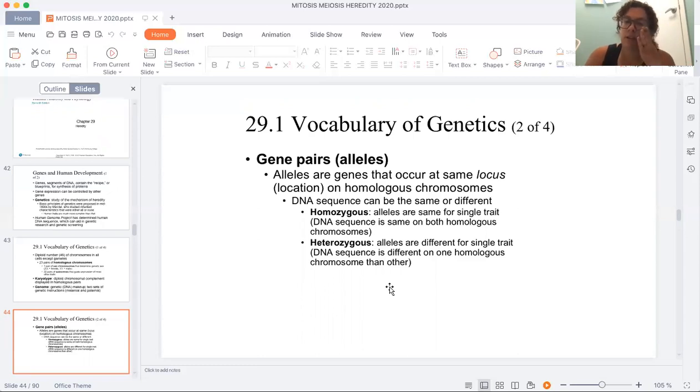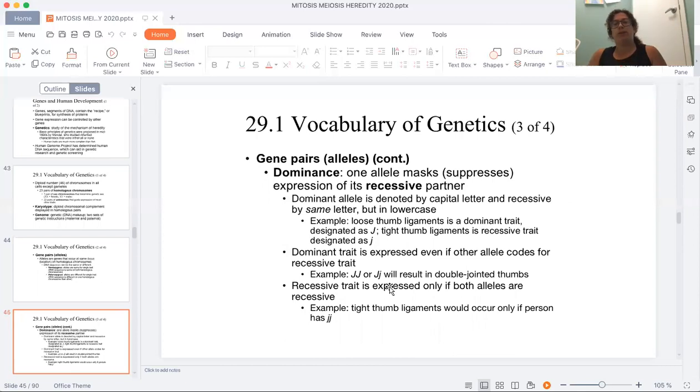So that's the reason why we can sometimes have certain traits in some families and not in others, because it depends if something is homozygous or heterozygous. Homozygous means that the alleles, or the gene pairs, are the same for the single trait that's on the chromosome, and they're the same in both chromosomes. Heterozygous means that the alleles are different. So the DNA sequence is different on one chromosome than the other.